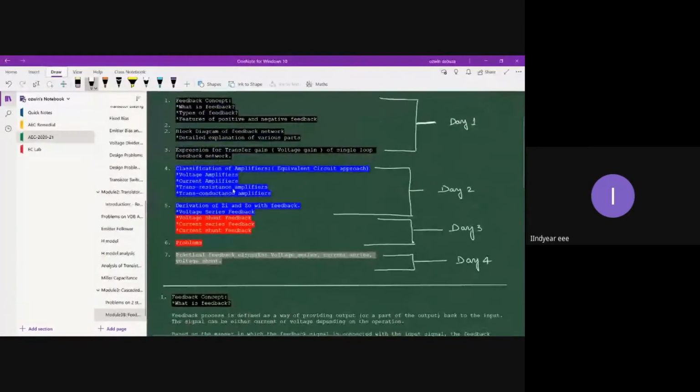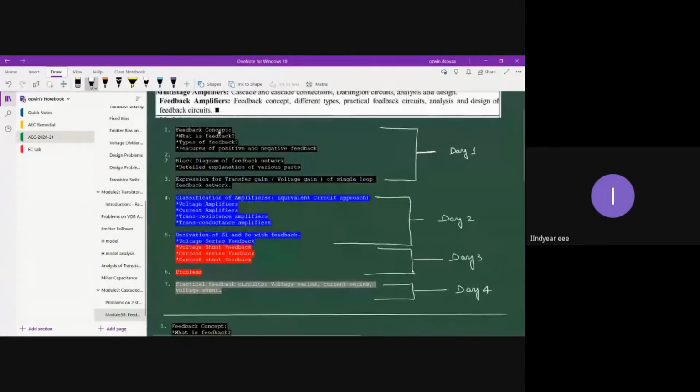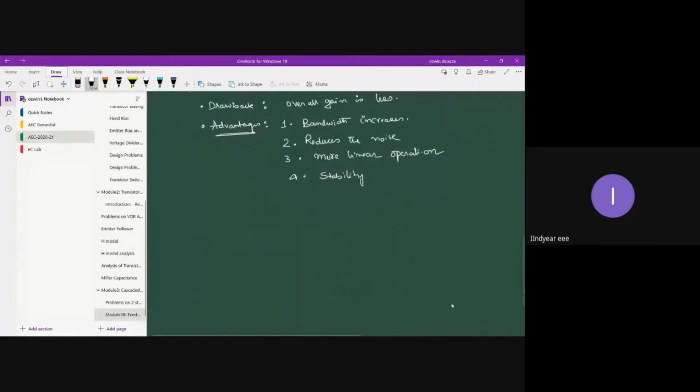All right, fine. So that's about the first part, feedback concept. Now let us look at the second part, which is the block diagram of feedback network. So let me write the second one. Block diagram of feedback network. Okay, fine. So let me draw the block diagram of feedback network.